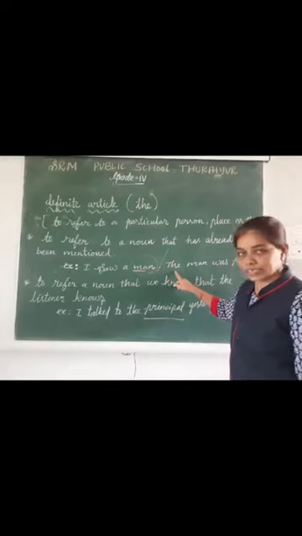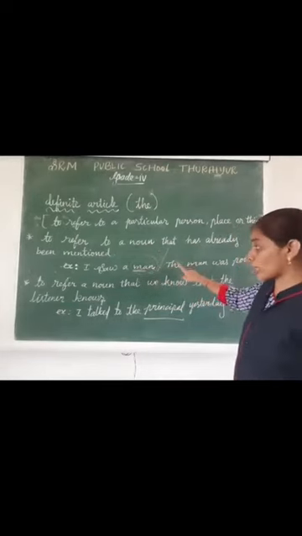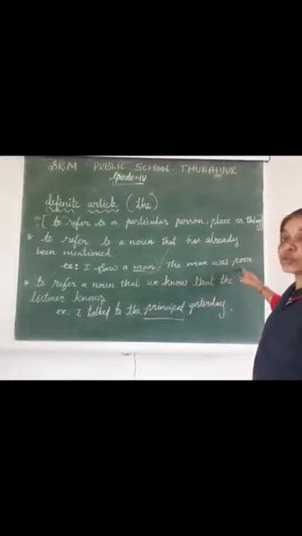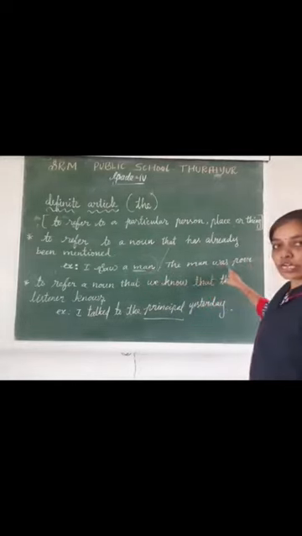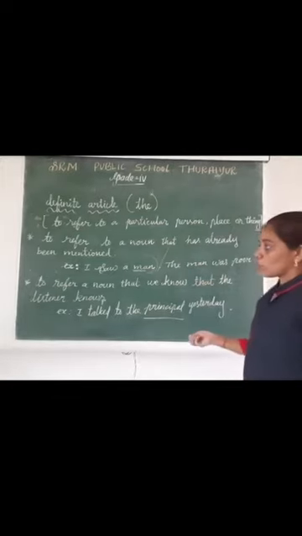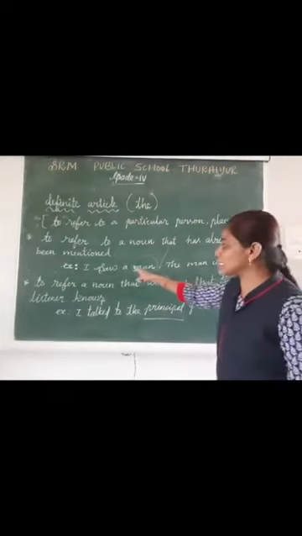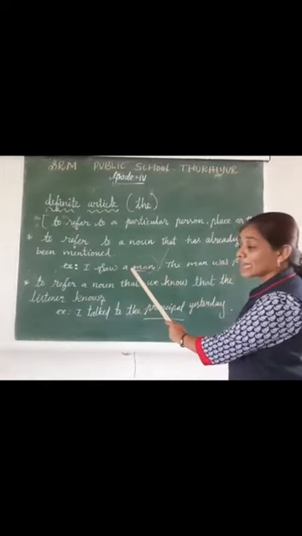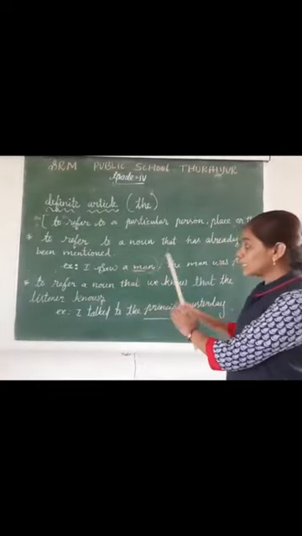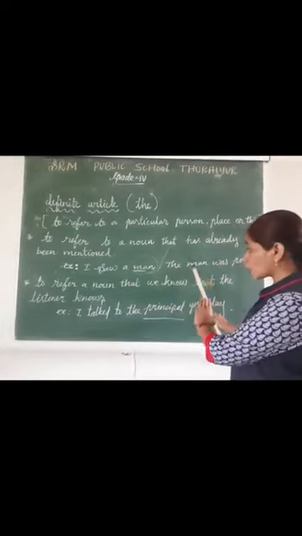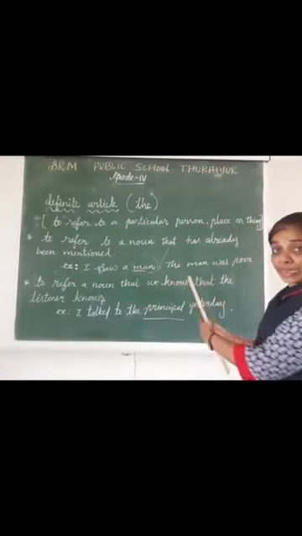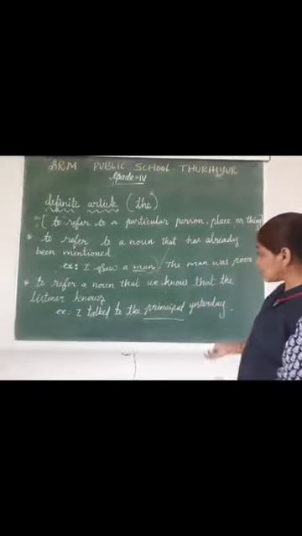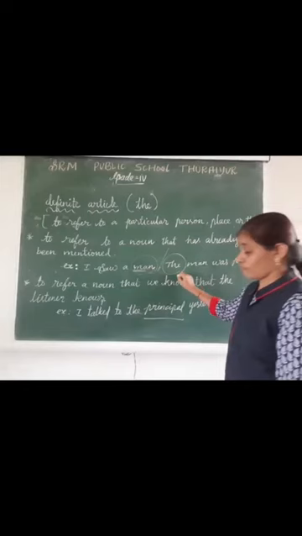Look at the second sentence. Again, we are talking about the same man. The man was poor. In the first sentence, we are introducing a man for the first time. In the second sentence, we are talking about the same man again. So, we are using the before man.